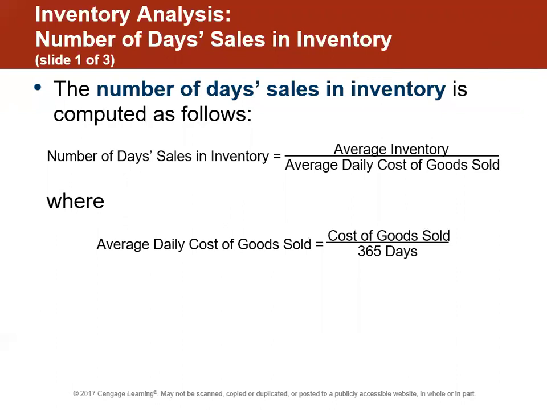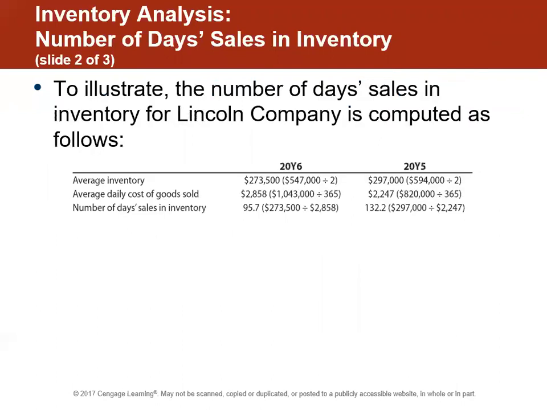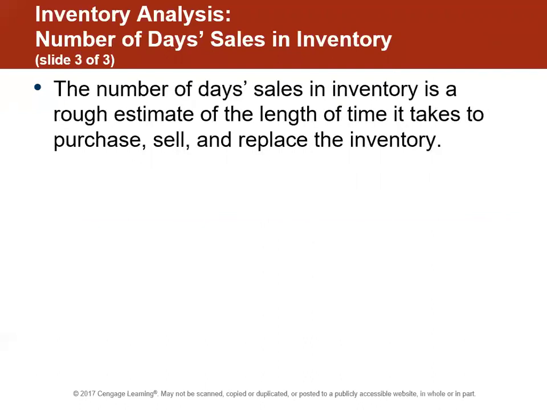A lot of calculations, right? Get tired of numbers. So then it tells us, in 2016, we took our average inventory, 273,500, divided by our average daily cost of goods sold, which we calculated. Number of days sales in inventory. Inventory sits in the warehouse or wherever in storage for approximately 96 days before it gets sold. That's actually down though. Notice in 2015 it was 132.2 days. That's pretty high. Again, it depends on the industry. Okay. Any questions on those two?